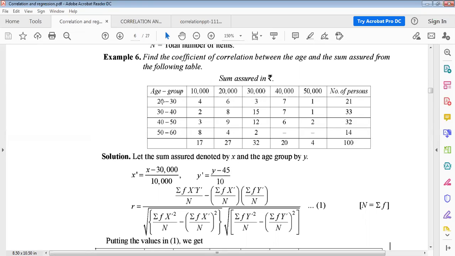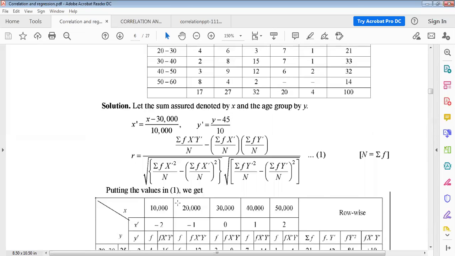Actually the average will be 45. This is the assumed mean. The length of the class interval is 10. This is why y dash equals y minus 45 by 10. Now r equals, we know this formula for grouped data, where n equals summation f.